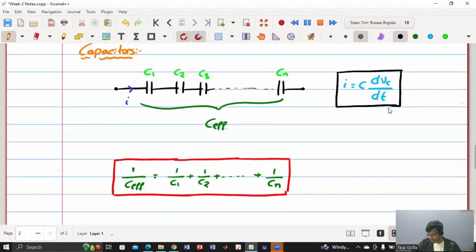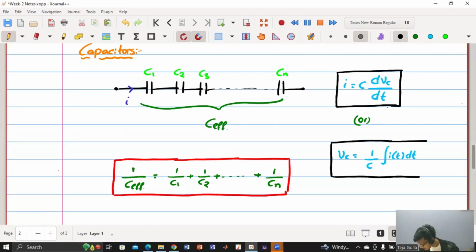and from this you can get the voltage expression, which I can also write in terms of voltage as VC is equal to 1 by C integral I of t dt. And I is common in all of them. So on the RHS we have 1 by C1, 1 by C2, 1 by C3 up to so on 1 by Cn. On the LHS we have 1 by C effective. So that's how it is coming.